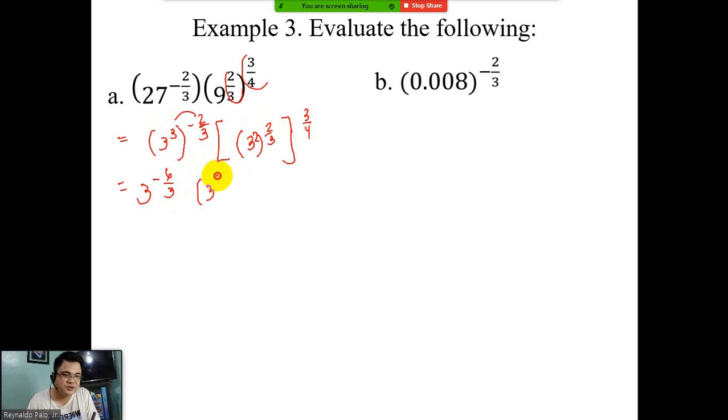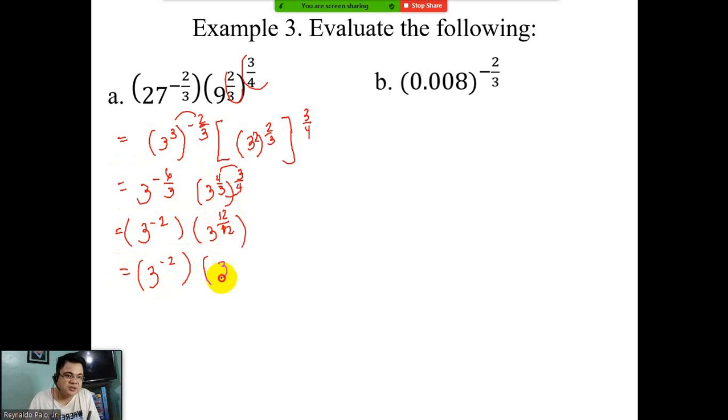So this one is 3 raised to the power of 4/3, then bring down 3/4. Then the next thing is negative 6 over 3 is 3 raised to the power of negative 2. Then here is 4 times 3 and then 3 times 4. Okay? So 4 times 3 is 12. So this one will become 12 over 12 because 3 times 4 is also 12. Then we can already simplify 3 raised to the power of negative 2 times 3 because 12 over 12 is 1.